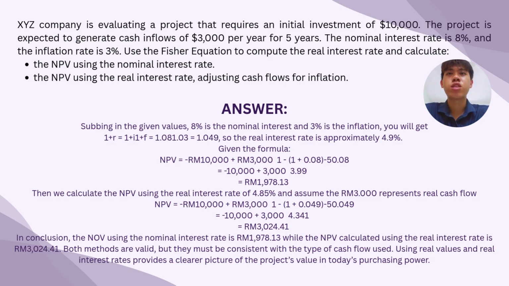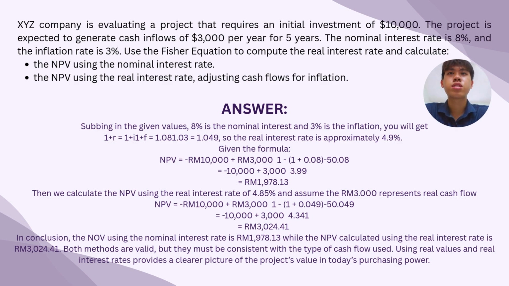To compute the real interest rate, we apply the Fisher equation, which is 1 plus the real rate equals 1 plus nominal rate divided by 1 plus inflation rate. By substituting the values, we get 1 plus r equals 1.08 divided by 1.03, which is 1.049, which means the real interest rate is approximately 4.9%.